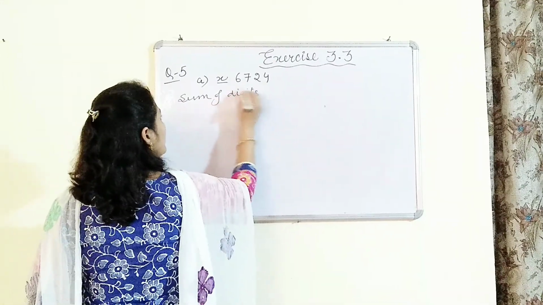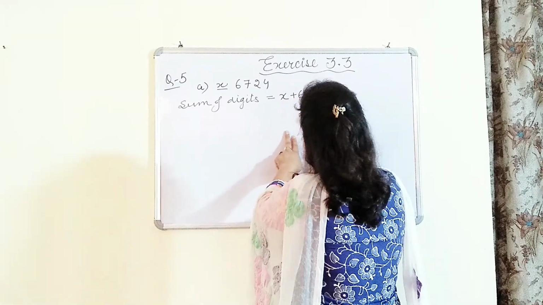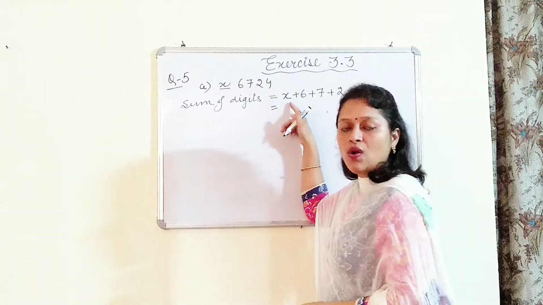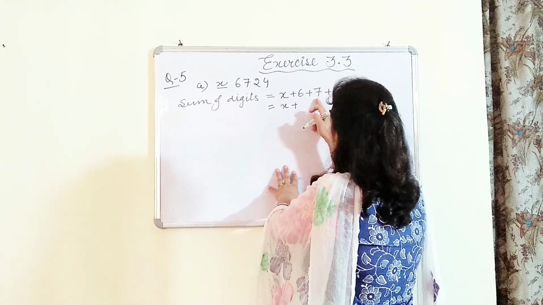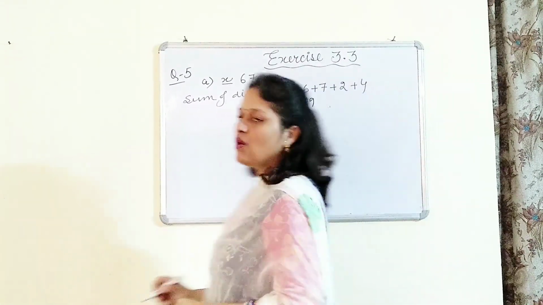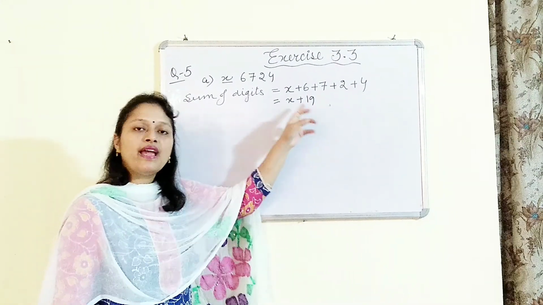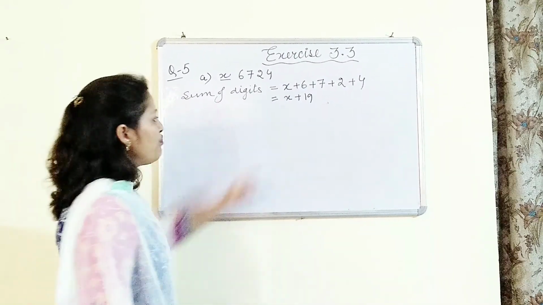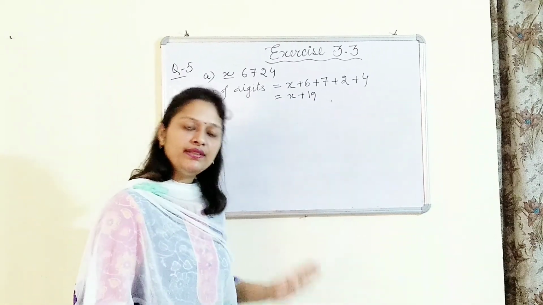Sum of digits is equal to x plus 6 plus 7 plus 2 plus 4. You cannot add x because x is an alphabet. So x plus 6 plus 7, 13, 13 plus 2, 15, 15 plus 4, 19. Now this is your x plus 19. You cannot add x to 19 because x is an alphabet and 19 is a number. Alphabet and number cannot be added. Now you have to find the value of x so that x plus 19 will be divisible by 3.